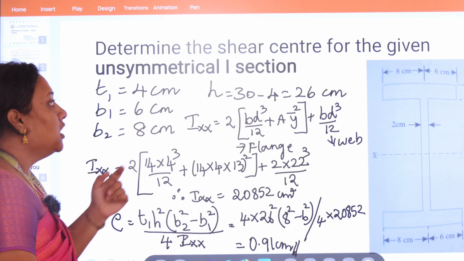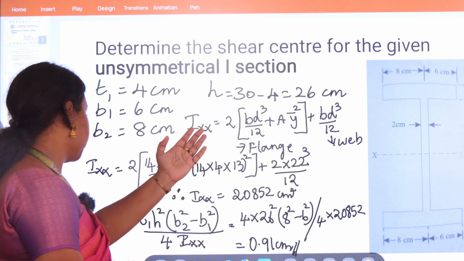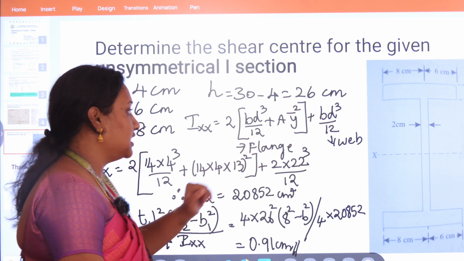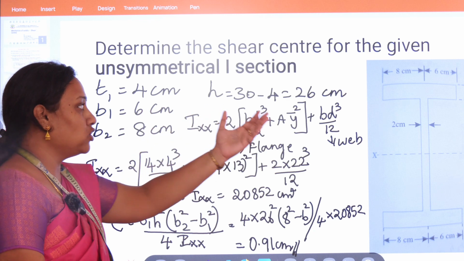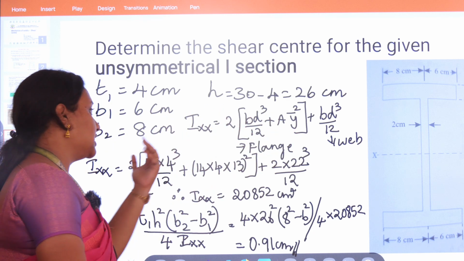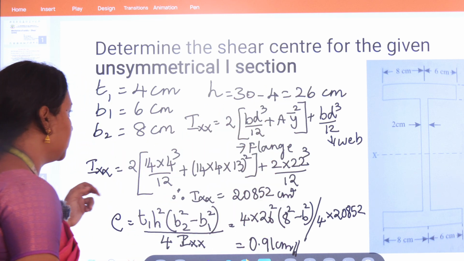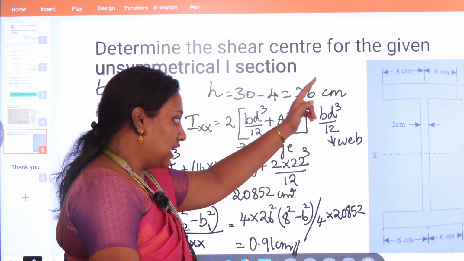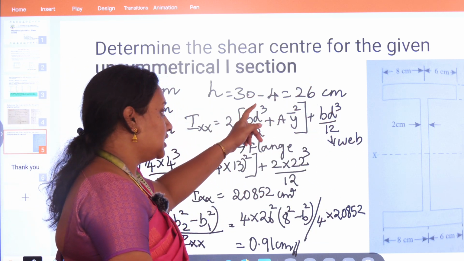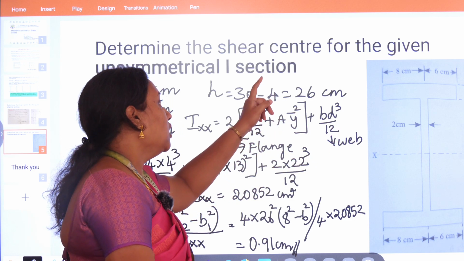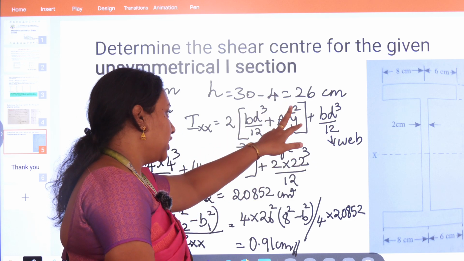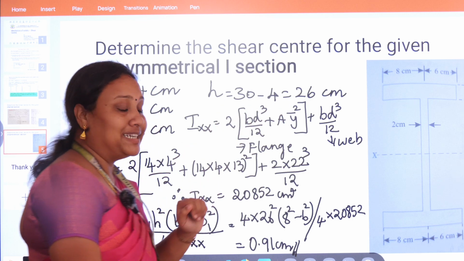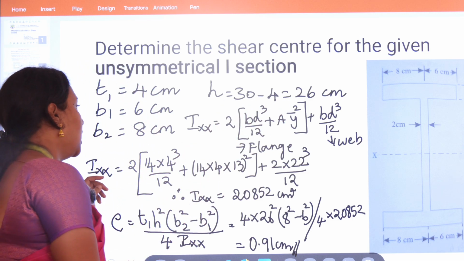So t1 is the thickness of the flange, that is 4 centimeter. b1 is the breadth of the I section on the right hand side, b2 is the breadth of the I section on the left hand side, that is 8 centimeter and 6 centimeter. Total height is 30 centimeter. From 30 centimeter we have to subtract 4 divided by 2 plus 4 divided by 2, which comes to be 4. So 30 minus 4, that is 26 centimeter.